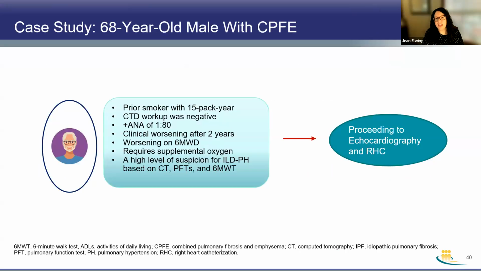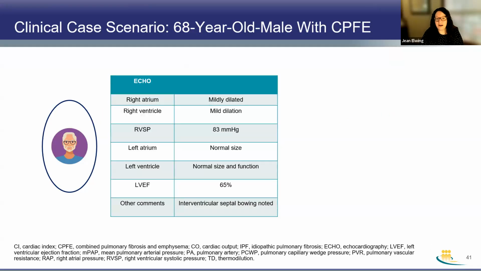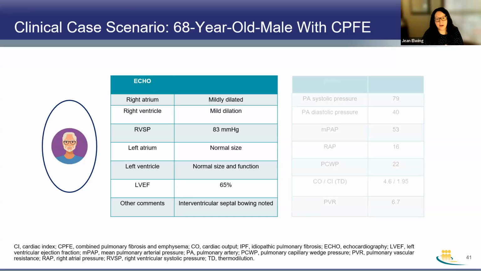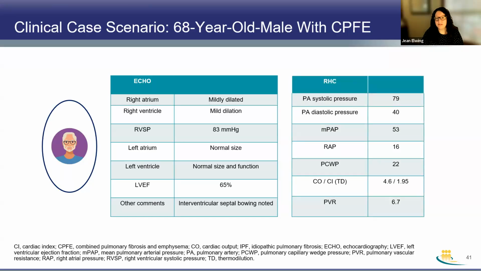So going back to our 68-year-old gentleman with CPFE, we go ahead and get our echo and our right heart catheterization. And as I mentioned earlier, we are very concerned about pulmonary hypertension in this gentleman. His echo has a very high right ventricular systolic pressure estimation at 83. So we're concerned, and we go straight to right heart catheterization.